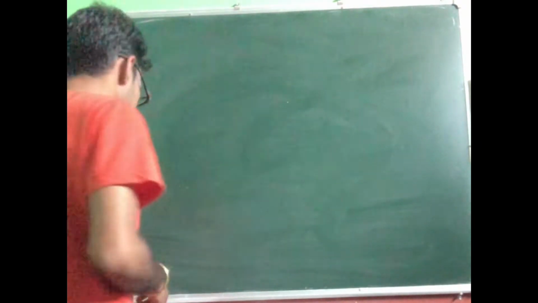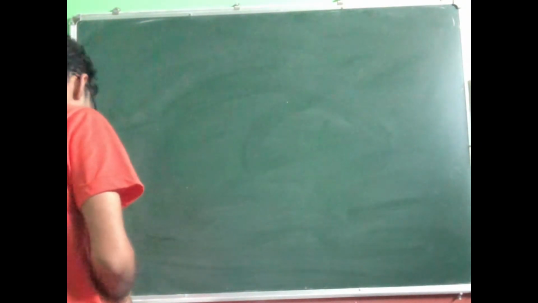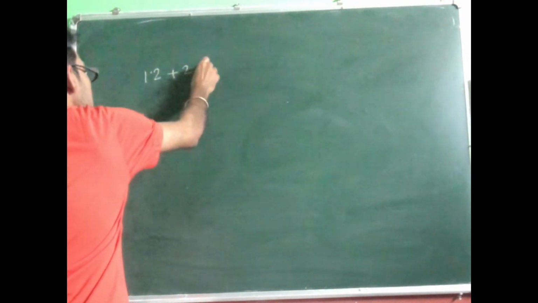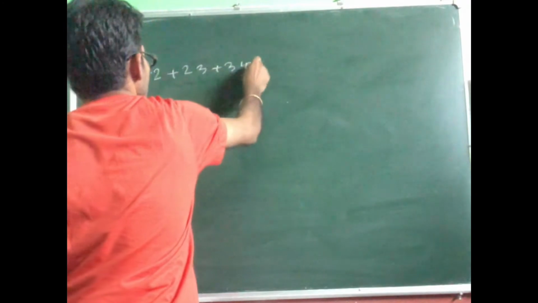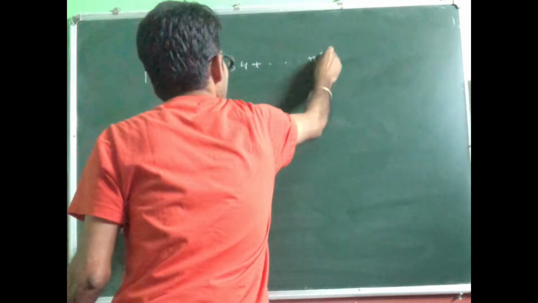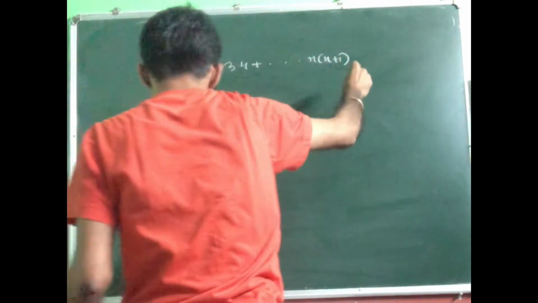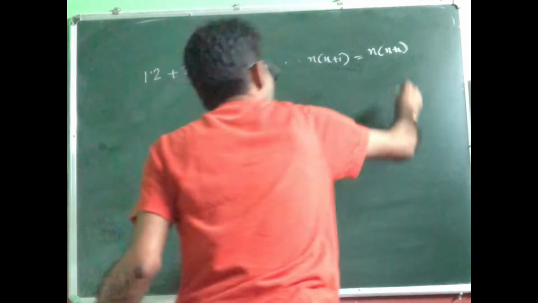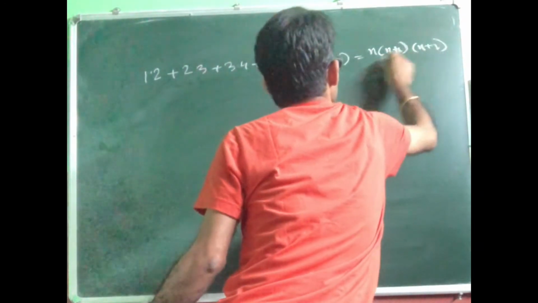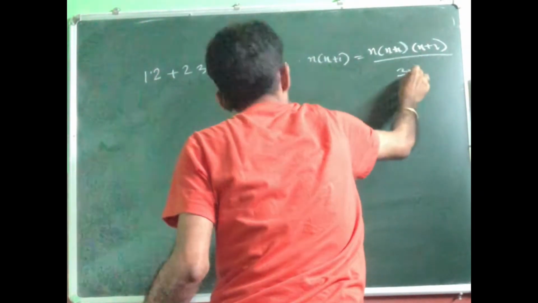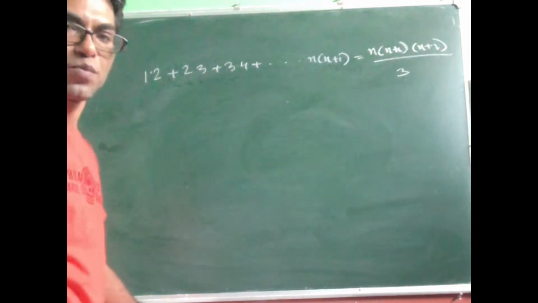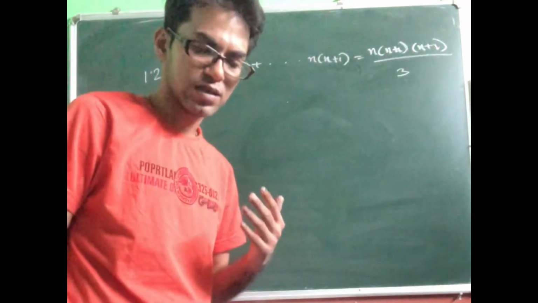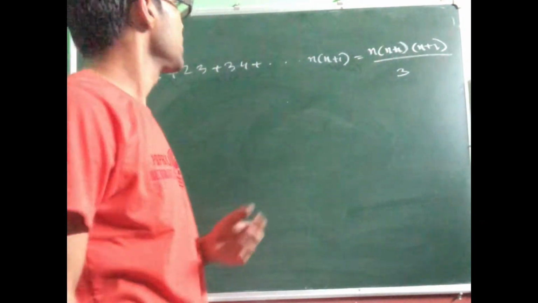So let's start off with the first question, which is 1 times 2 plus 2 times 3 plus 3 times 4 all the way to n times (n plus 1) should be equal to n(n plus 1)(n plus 2) divided by 3. This is what I am required to prove using mathematical induction. So the first step is the base case.